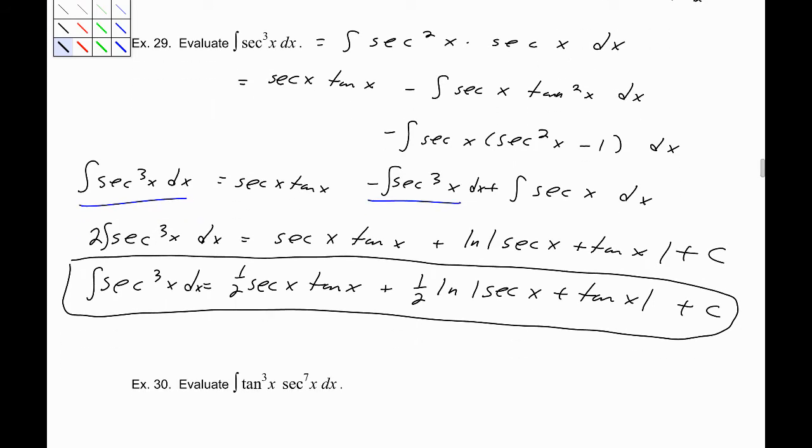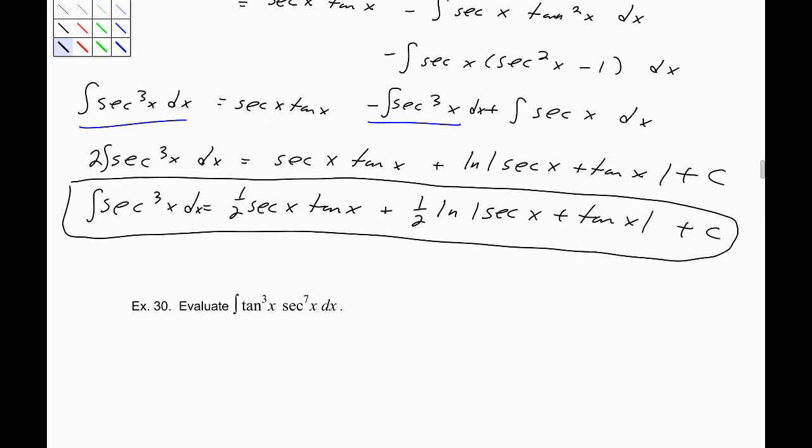Right, number 30, tangent cubed x secant to the 7th x. All right, this seems like a place we are going to end up using one of our identities. Let's go ahead and take a tangent squared off of that. Tangent cubed is tangent squared x times tangent times secant to the 7th x.